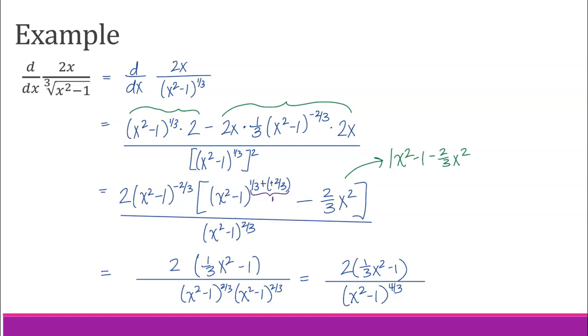Now to be fully simplified, we really don't want a 1/3 in a numerator or denominator. We don't want a fraction within a fraction. So what we can do is clear those fractions by multiplying the top and bottom by 3. So we're going to distribute this 3 into this binomial here, and that 2 is going to stay in the front, and that's going to give us an x squared minus 3, all over 3 times x squared minus 1, all raised to the 4/3.